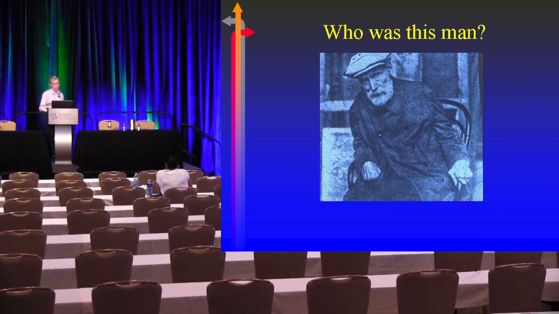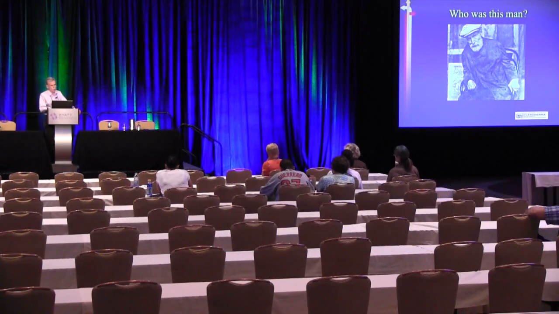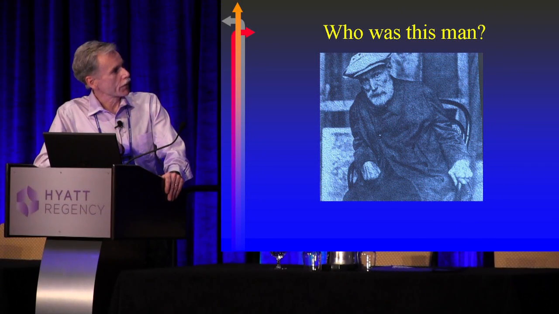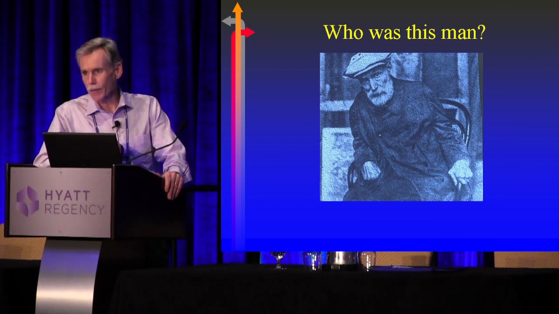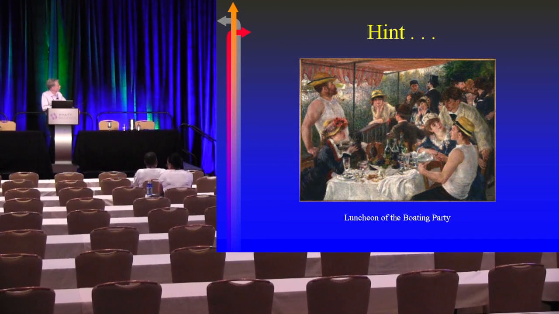All right, I'm going to change gears a little bit and throw out a question. Are there any art history buffs here? I'm going to give you a hint. So he has rheumatoid arthritis. He doesn't have scleroderma. I'm going to give you another hint. You're getting closer. This is what he painted. This is called the Luncheon of the Boating Party. So he was an impressionist.